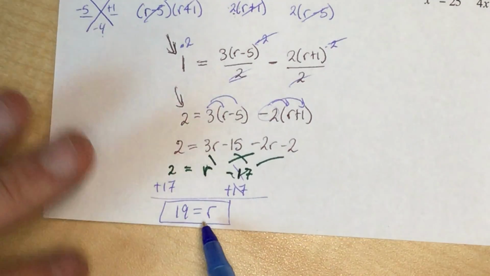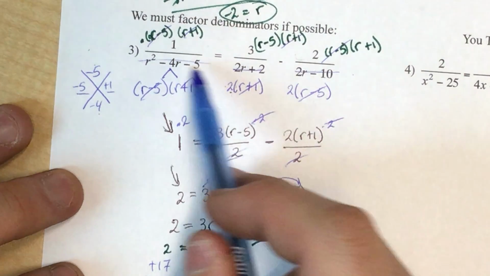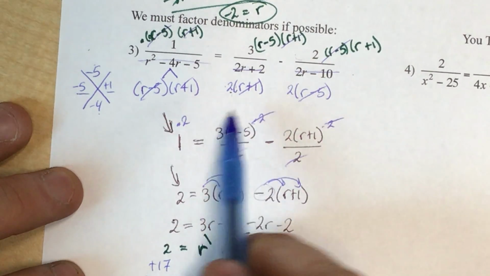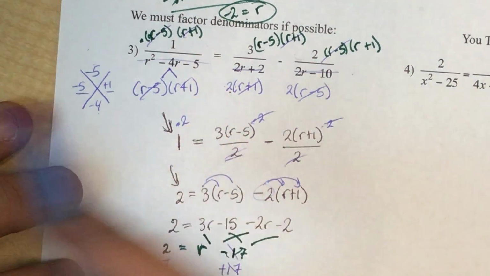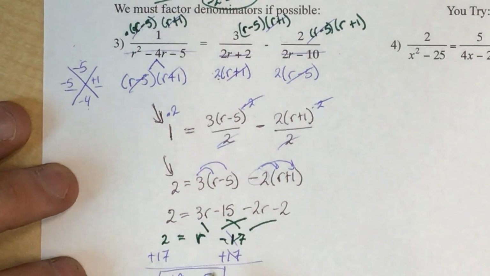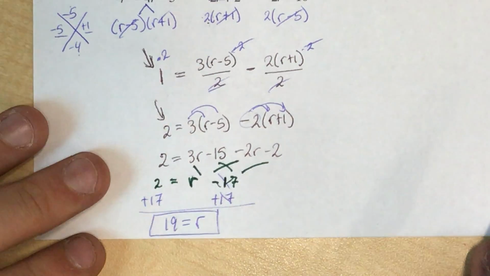And you can again substitute r equals 19 back into any of these, and you should get a correct equation. These should all equal each other, but r equals 19, your correct answer.